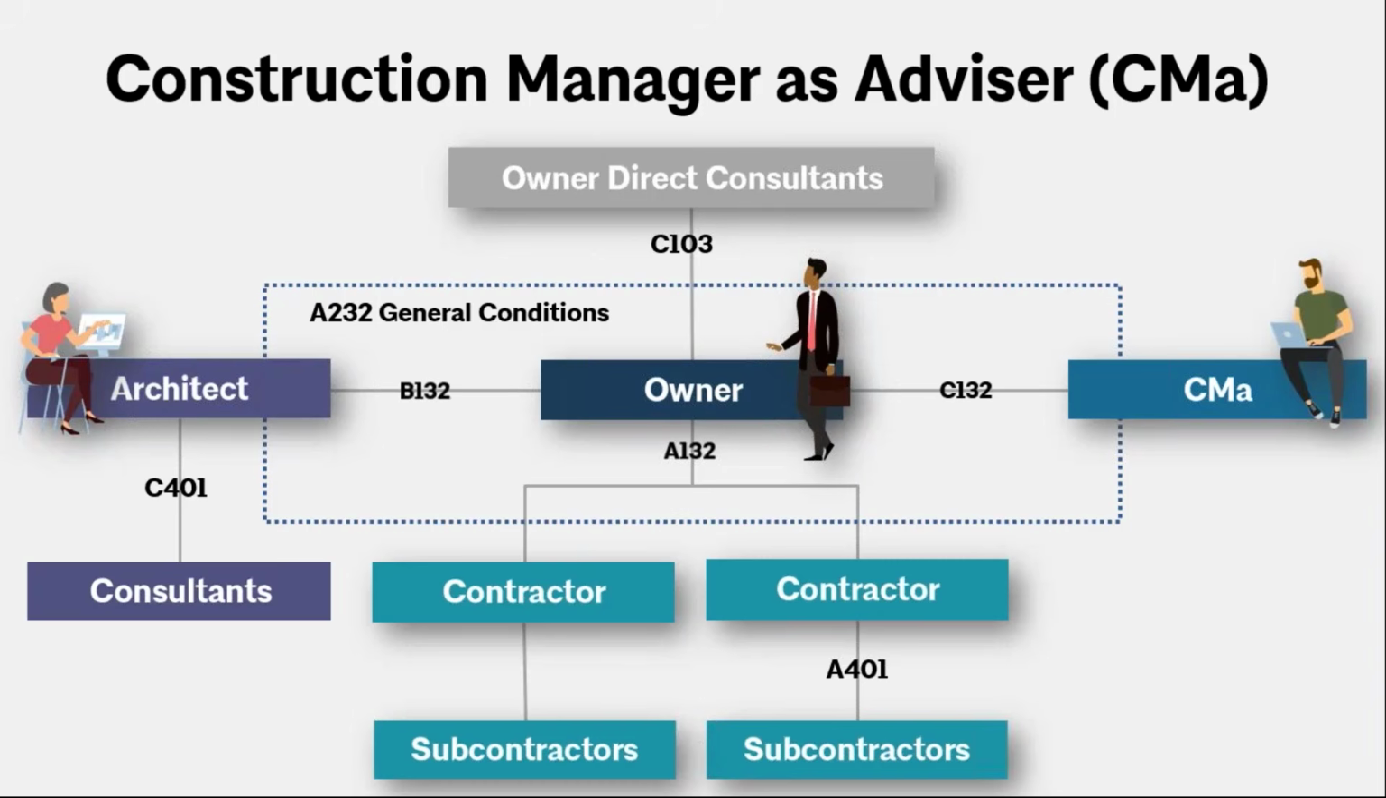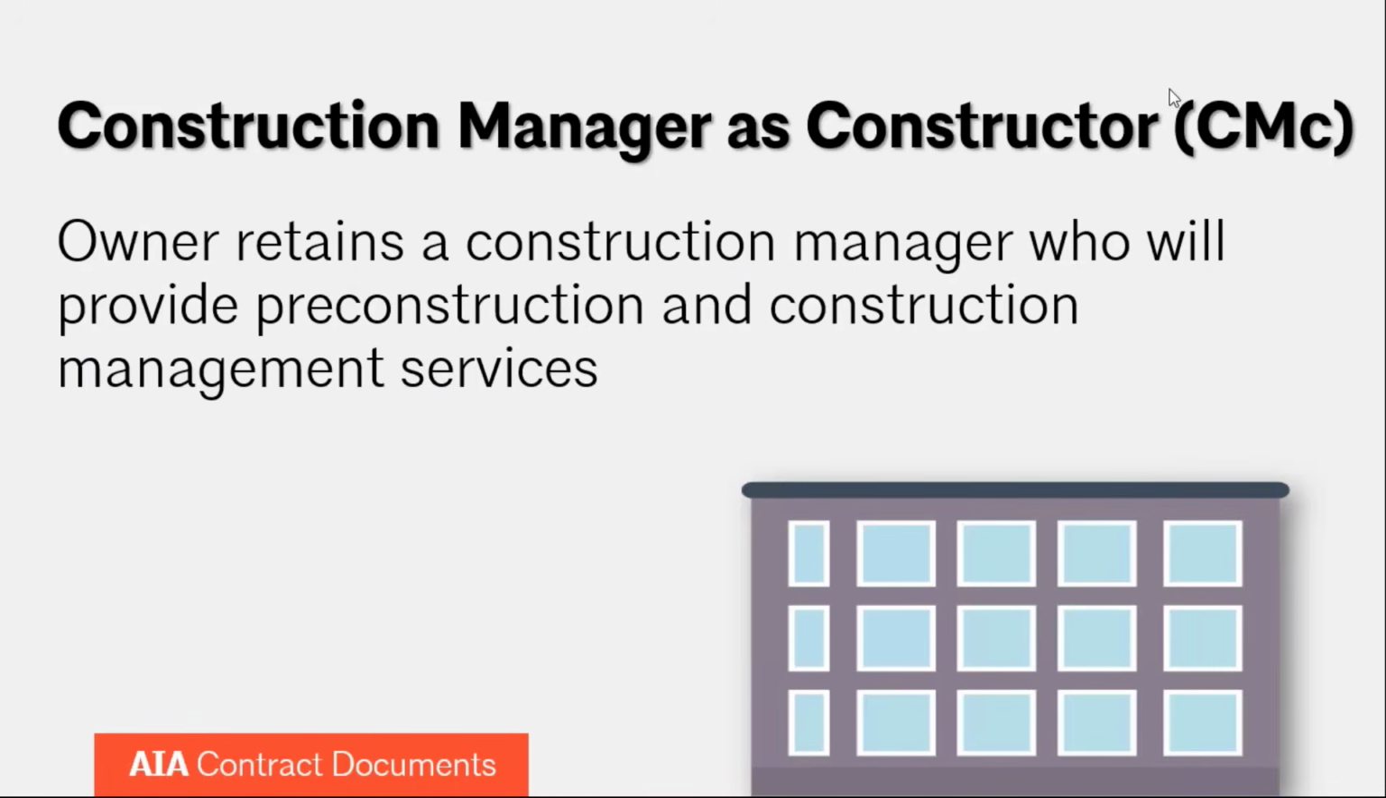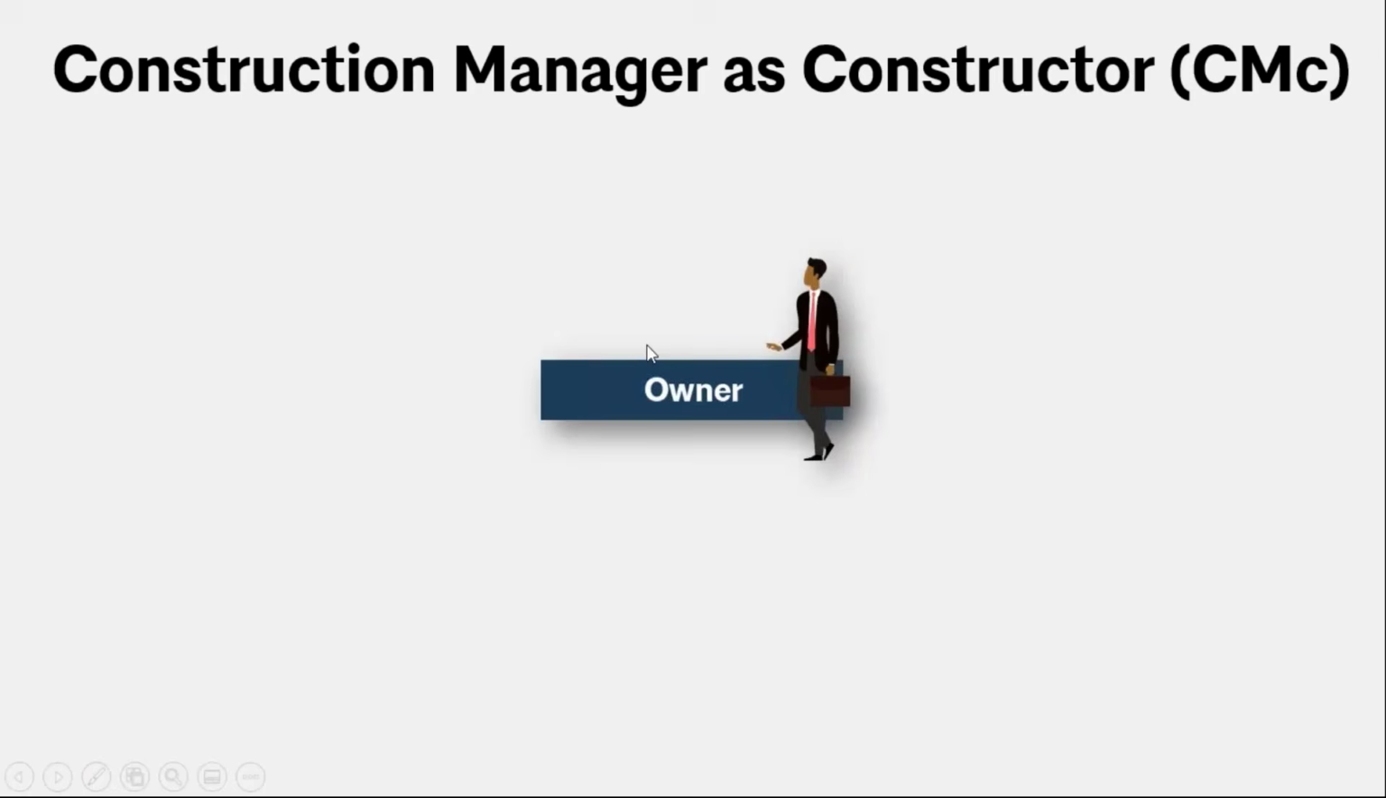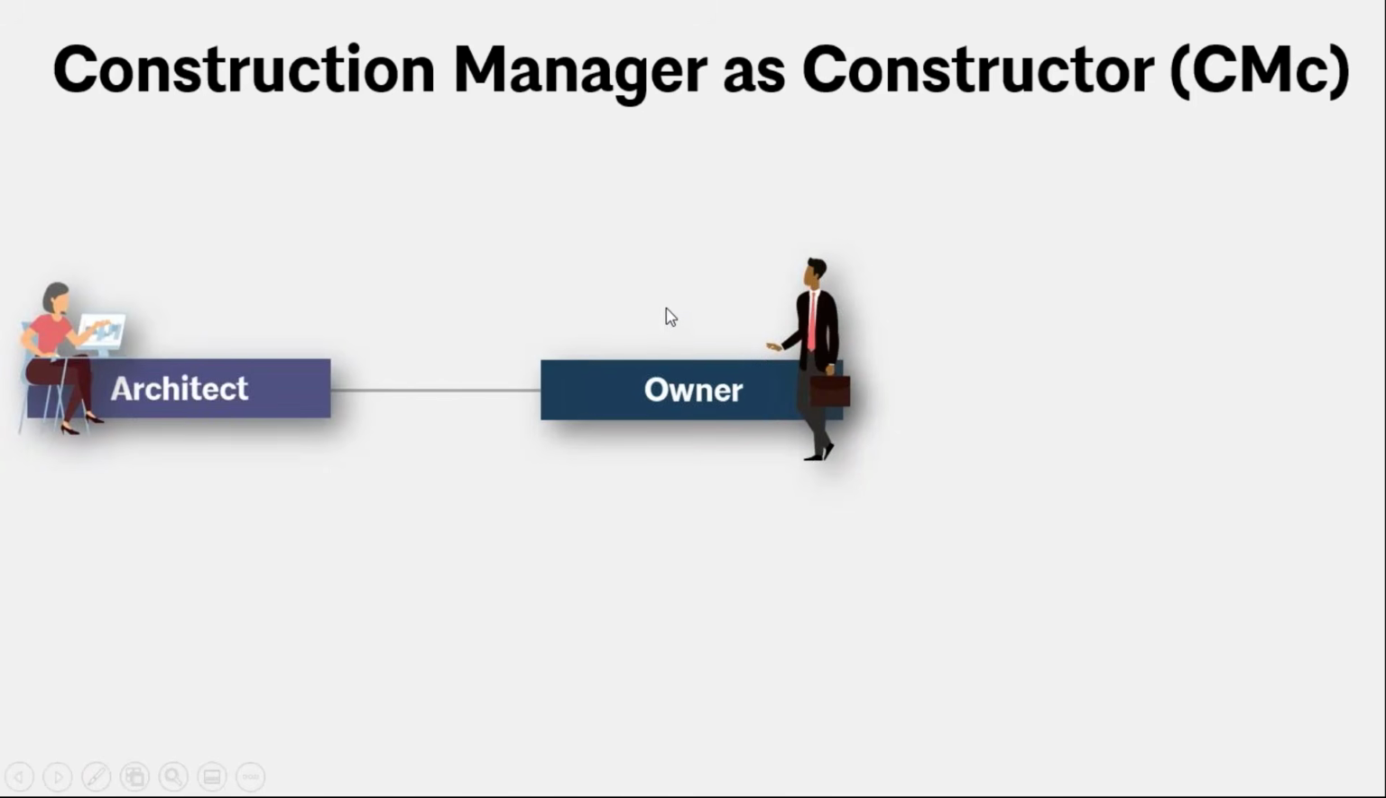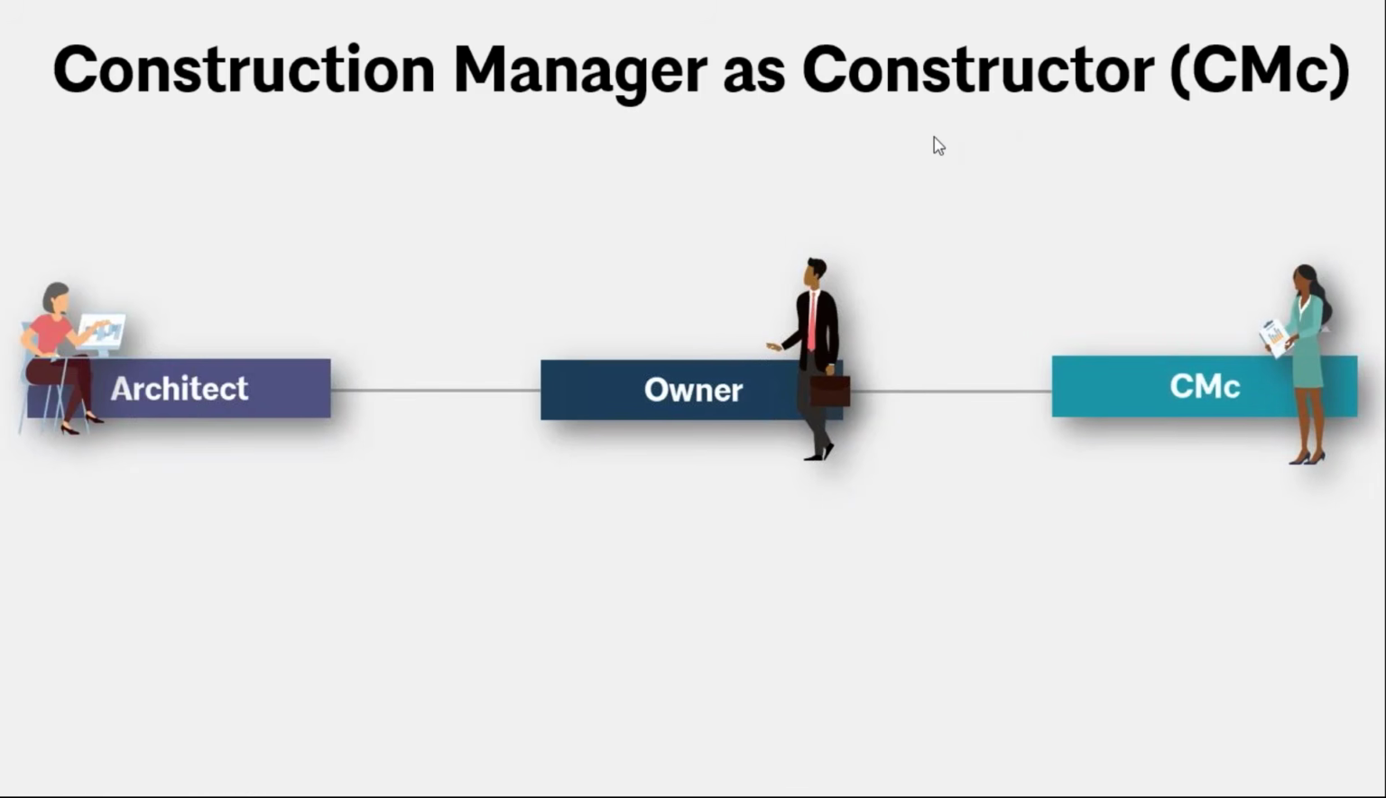So the next family we're going to move into has a similar title here, but of course is set up differently. And that's going to be your construction manager as constructor, or CMC. So this is where the owner retains a construction manager, and that manager provides pre-construction and construction management services. Now what that means is we're going to hop to the diagram here. You have your owner. Again, your owner still retains that architect. And now instead of hiring a CMA or a contractor, the architect is going to retain a CMC.